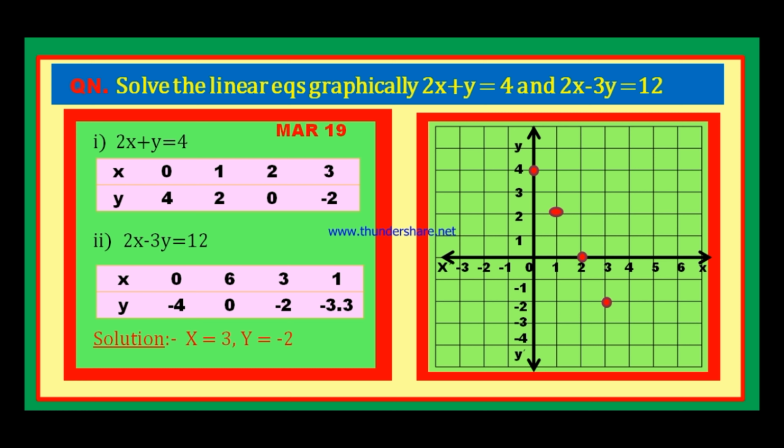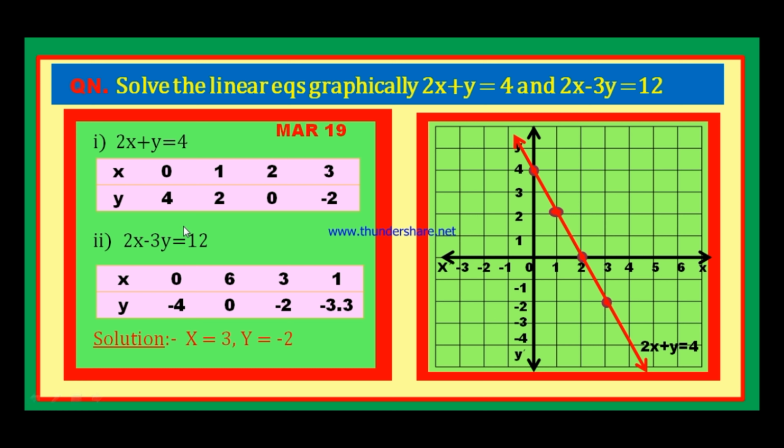Now, we got all the 4 points that lie on the straight line. We represented all the 4 points on the graph sheet. Now you join them using a ruler and pencil. Here is the straight line, and let us name it 2x plus y is equal to 4. This is the first equation, first straight line.